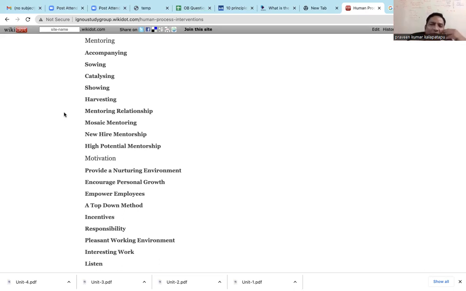Okay, so new hire mentorship. This generally happens when you hire a new person, you assign a particular mentor, and he will make sure that you are inducted into the system. So he will tell you which systems you need to deal with, how to deal with them, where to learn your skills, etc. So this generally happens when there is a new hire or a new team member in your team.